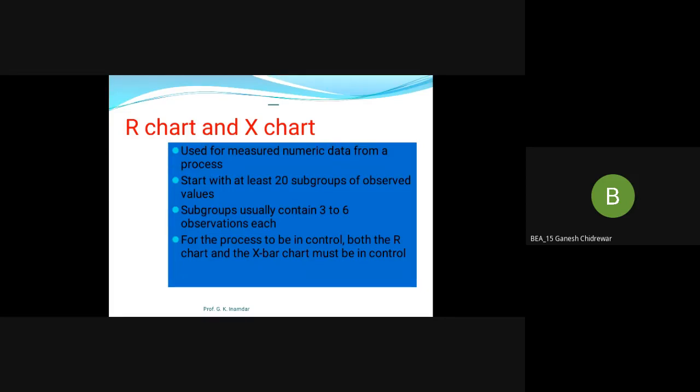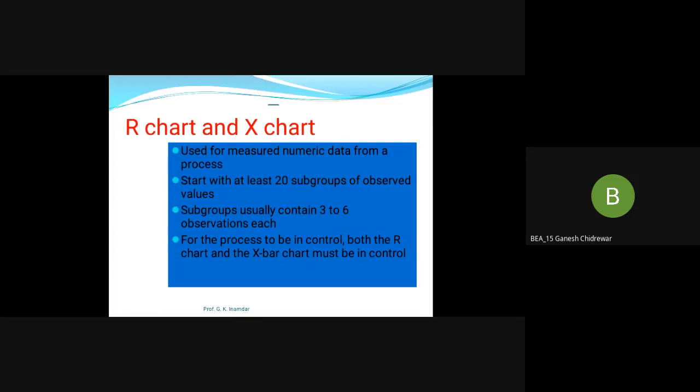Now, representation types. For example, in the last chapter we discussed the seven tools of quality control: the bar chart, histograms, scatter diagram, and cause and effect diagram. These are some types. But in statistics, we have the X chart and the R chart, where the R chart is nothing but the range chart. We will discuss them one by one.